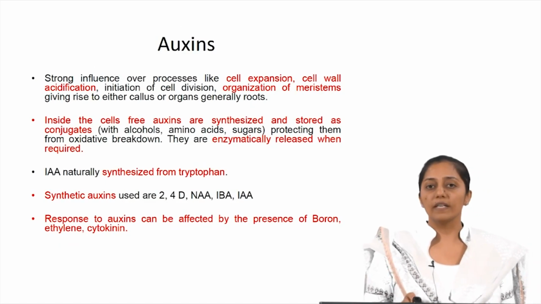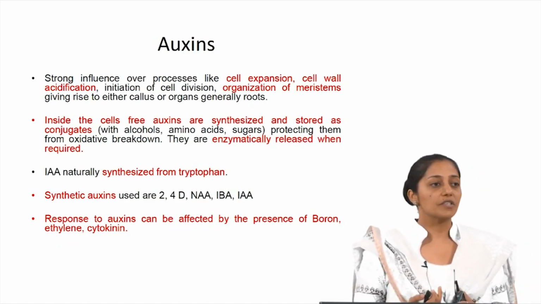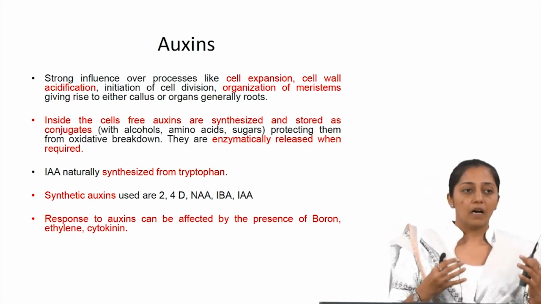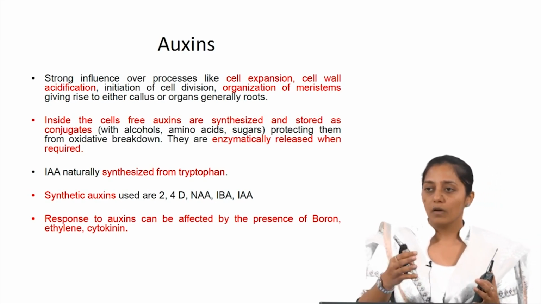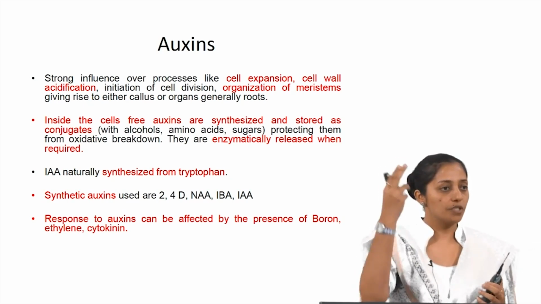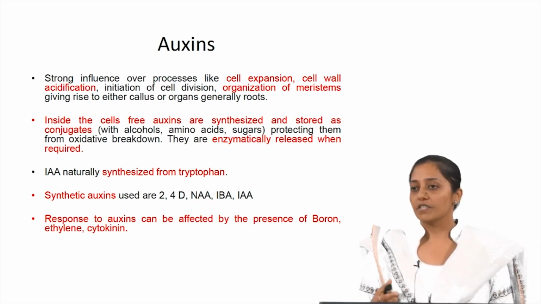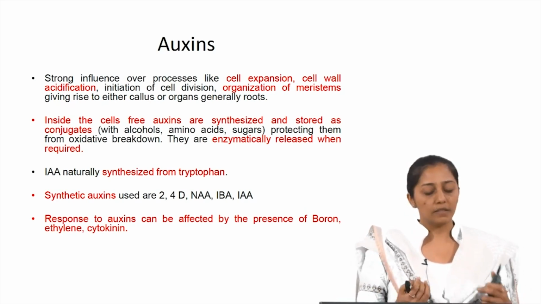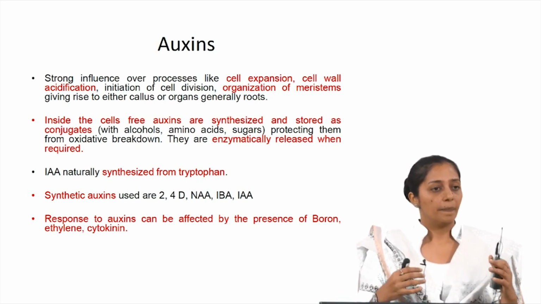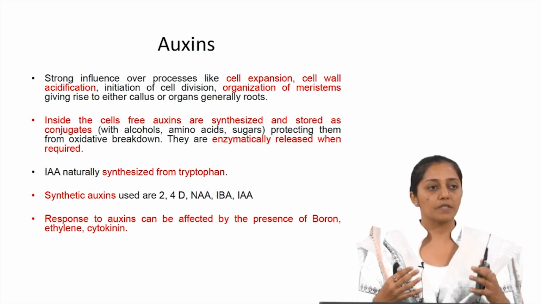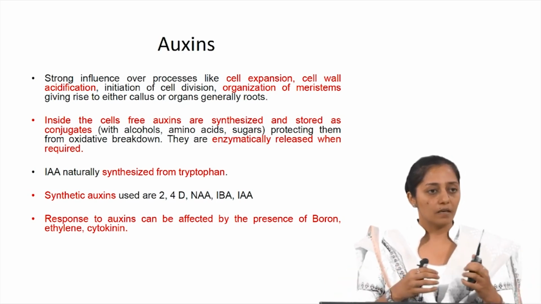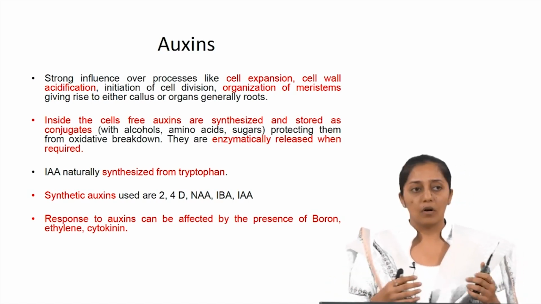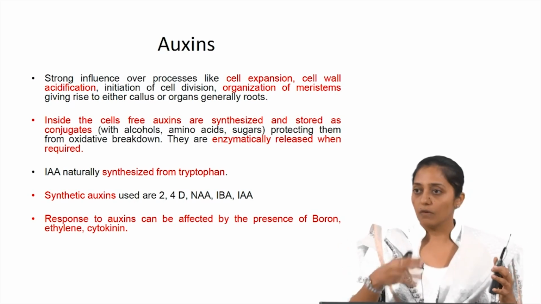So auxins strongly influence processes like cell expansion and cell wall acidification. Now it is said that auxins are useful in the growth or extension of the plant roots and shoots length, by the mechanism of cell elongation and cell wall acidification. So now how does it happen? Auxins not only help in controlling the expression of certain proteins in the cell wall which are called extensins, which loosen the cell wall and prepare the extra cell wall material.